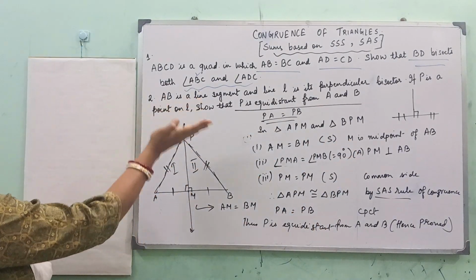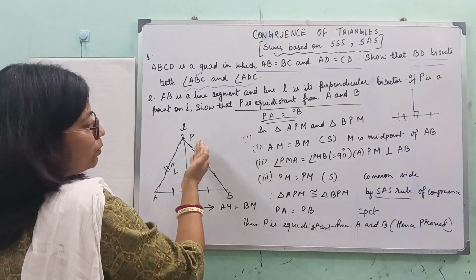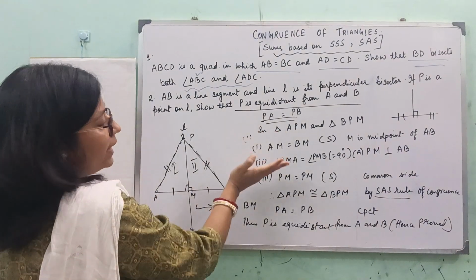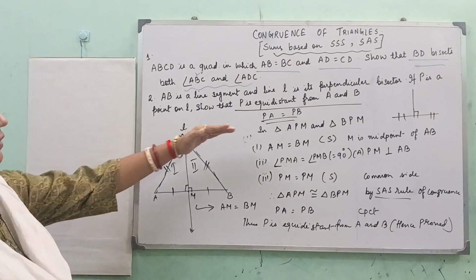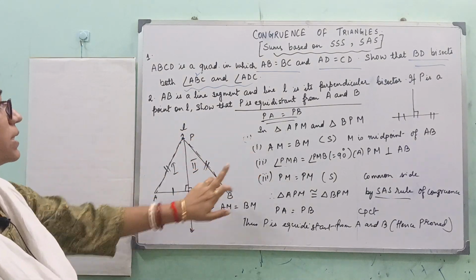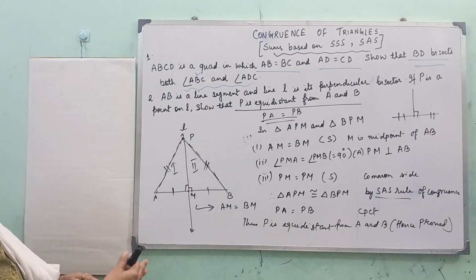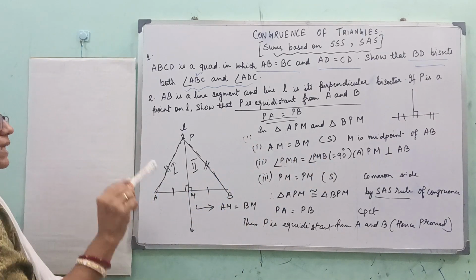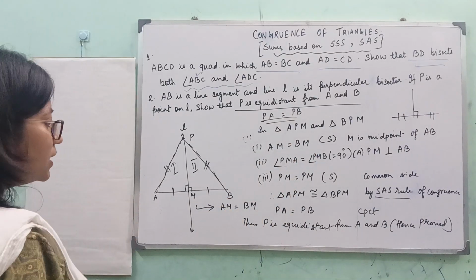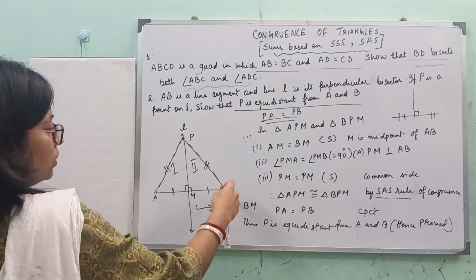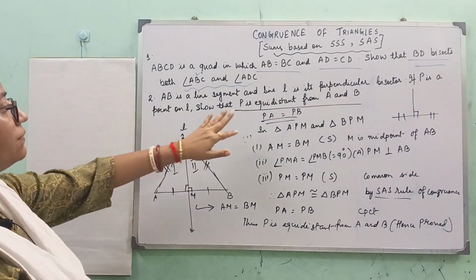Always try to write in the order of the rule that you are using to prove the congruence. Make sure you are trying to write it in that order, so it becomes easier for you. Okay, so I've written side, angle, side. You can write this common side in the first place and this AM and BM in the second place. No harm. That you can interchange, but second place should be taken up by the angle only. So side, angle, side rule has been established here. So we can say PA is equal to PB. Now this was what we had to prove here. That is, P is equidistant from A and B.